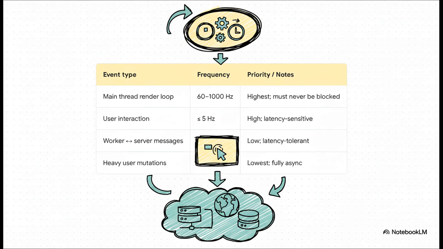A level below that, you've got user interactions, like a mouse click. Important, but not happening every 16 milliseconds. And then way down at the bottom, you have the slow stuff. The messages going back and forth to the server, or some huge update to your app's data. Each level has its own rhythm, its own tolerance for taking a little longer.